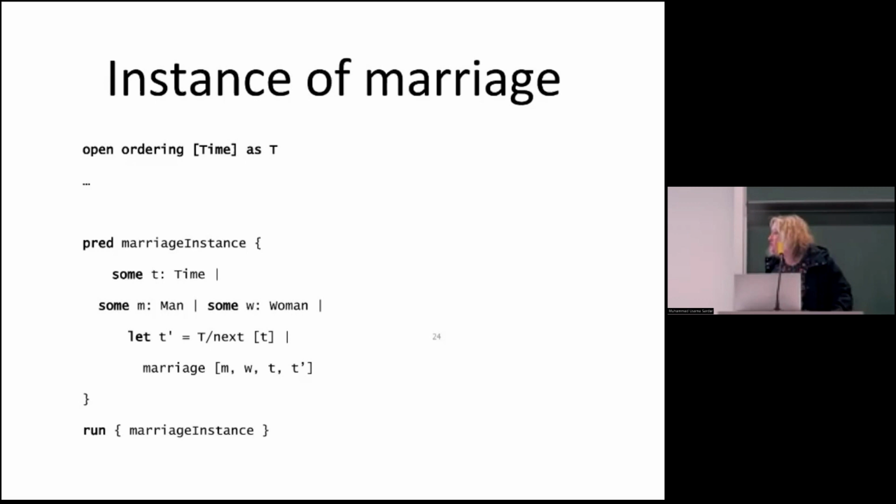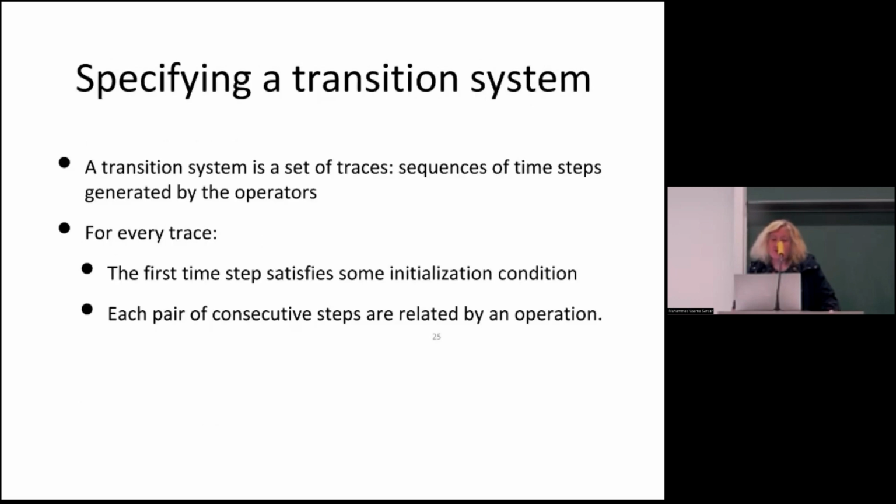So for every trace, the trace is a way to follow what is happening in the system. So for every trace, that is what would hold. You have the time and you have the first step in your time period, and this step must satisfy some initialization condition. And then if you have a secondary step, then all the consecutive steps will be related by an operation. And so you can do that and you can formalize it.